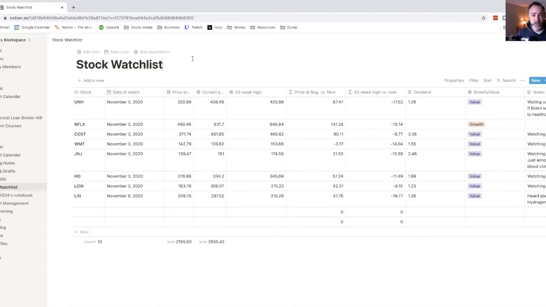And the reason that's important to me is if I want to go back and see any of the information I haven't captured here, I can go back to that date in TradingView or another platform and just see how they were performing at the time that I wanted to track them.